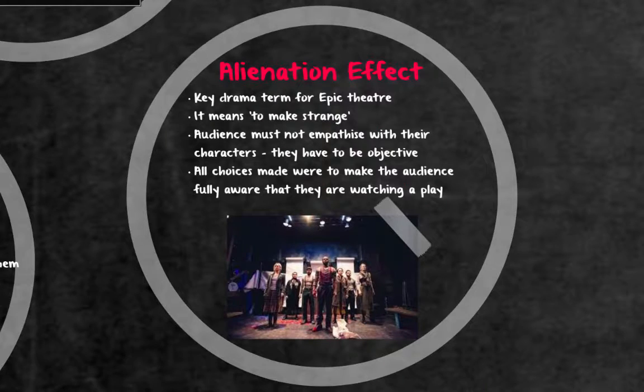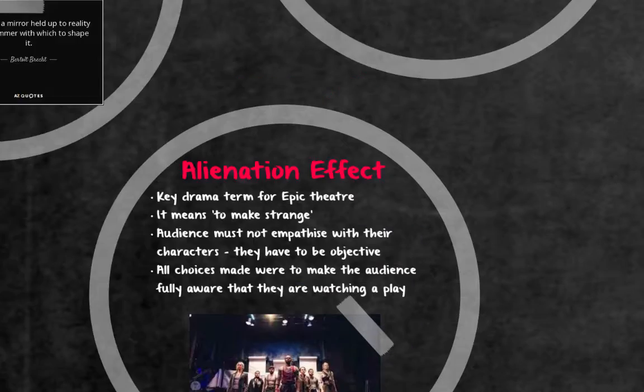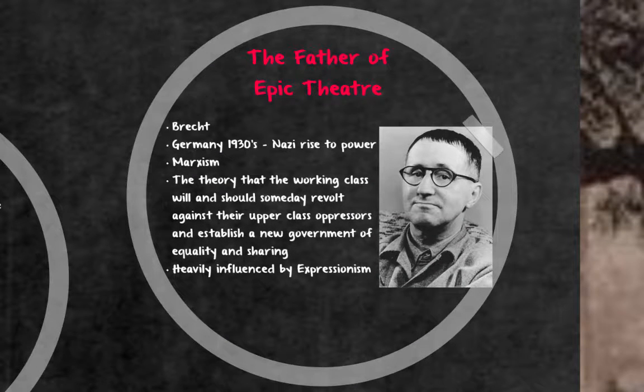Something that I need you to know, which is kind of like the suspending of disbelief with realism, is the alienation effect. It's a key term for epic theatre. It means to make strange. So the audience must not empathise with the characters, they have to be objective. All choices made by the directors, designers and actors were to make sure the audience were aware they're fully watching a play. And in our styles video, we're going to go through that in a lot more detail.